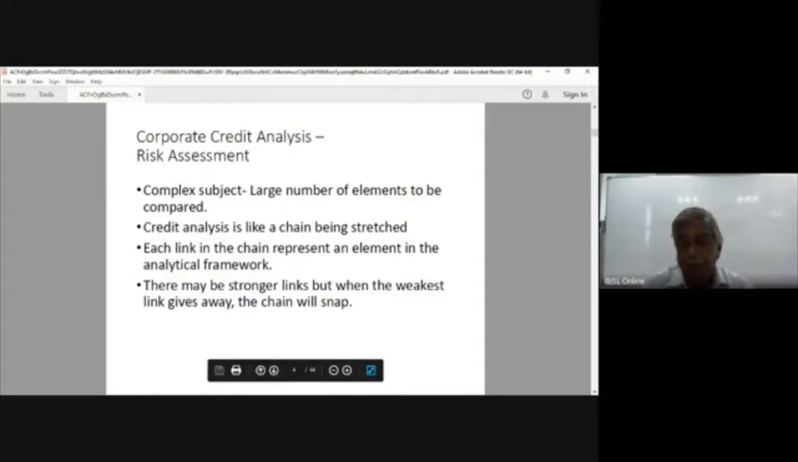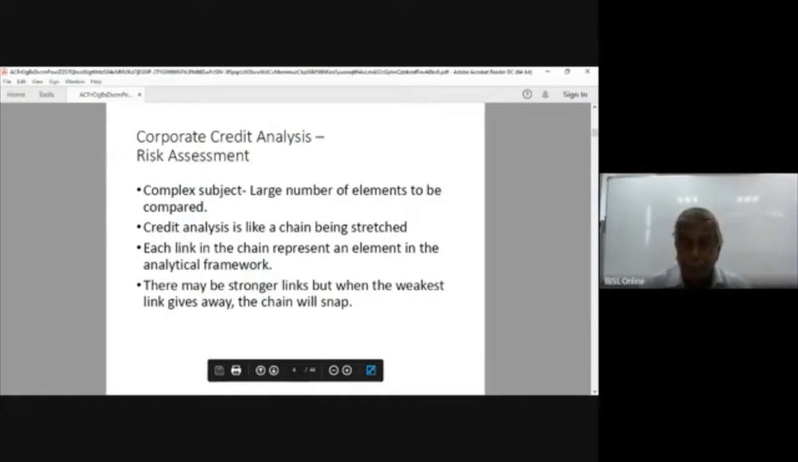A number of elements are to be compared. You have to analyze many elements. Credit analysis is like a chain being stretched. In the chain, you can see there are so many links. When you stretch the chain, if all the links are strong, there won't be a problem. Even if one link is weak, that chain may break. Each link in the chain represents an element in the analytical framework. There may be stronger links, but when the weakest link gives way, the chain will snap.